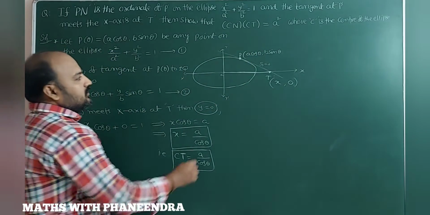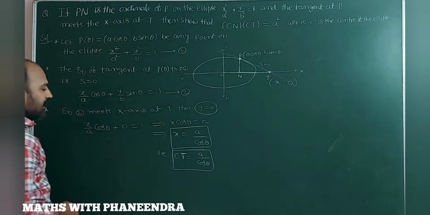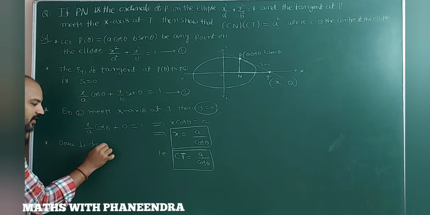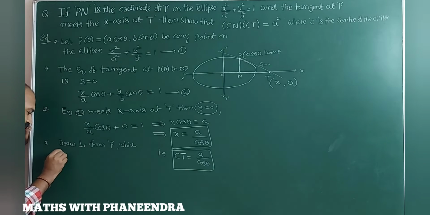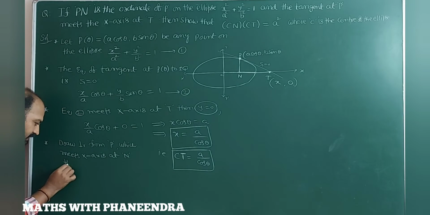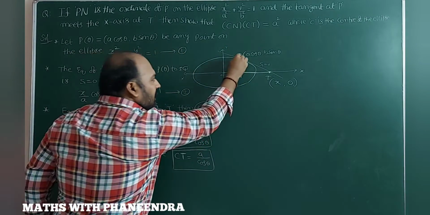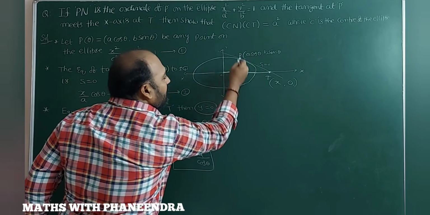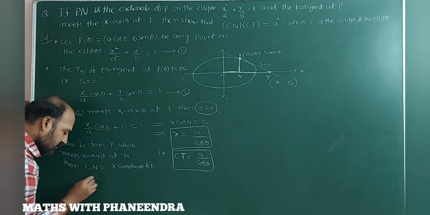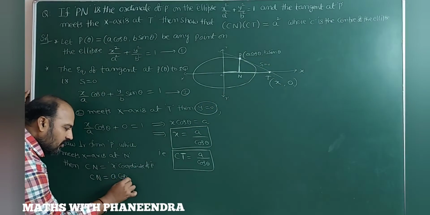What about CN? Draw a perpendicular from point P to the x-axis, which meets at point N. Then CN is equal to, so when the point is here, PN is the y coordinate of this point, CN is the x coordinate of the point P. CN is equal to the x coordinate of P. So CN is equal to, what is the x coordinate of P in this? a cos theta. So a cos theta.